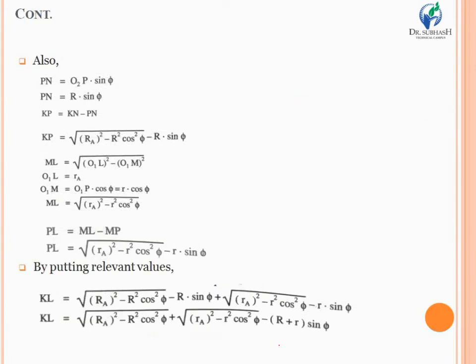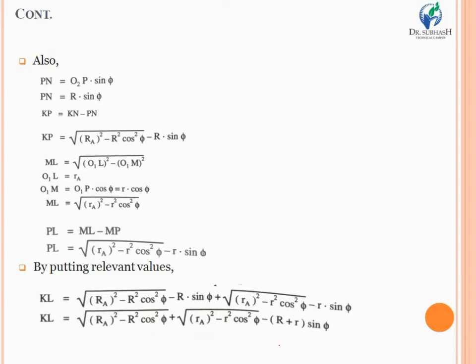Now if you consider the right angle triangle O2PN, then from the triangle you have the relation PN equal to O2P sin phi. Once again, O2P is replaced by capital R, the radius of the gear, so your relation becomes PN equal to R sin phi. Now we already discussed earlier that KP is equal to KN minus PN. By putting the values of KN and PN, you get KP equal to under root R square minus r square cos square phi minus R sin phi. So this is the relation for KP that we get at the end.